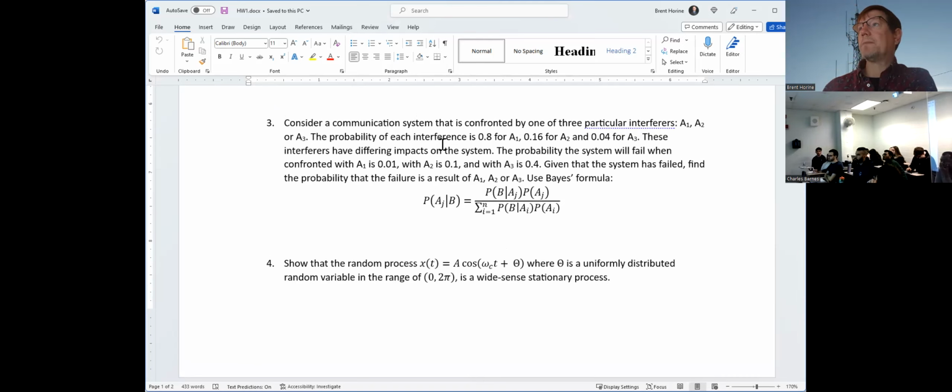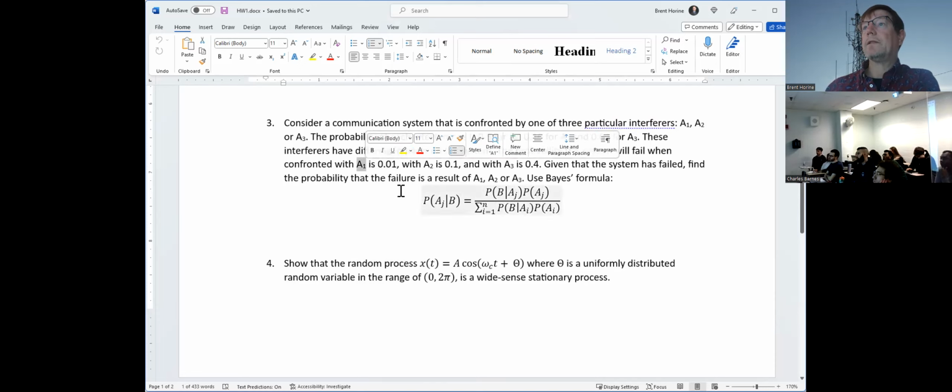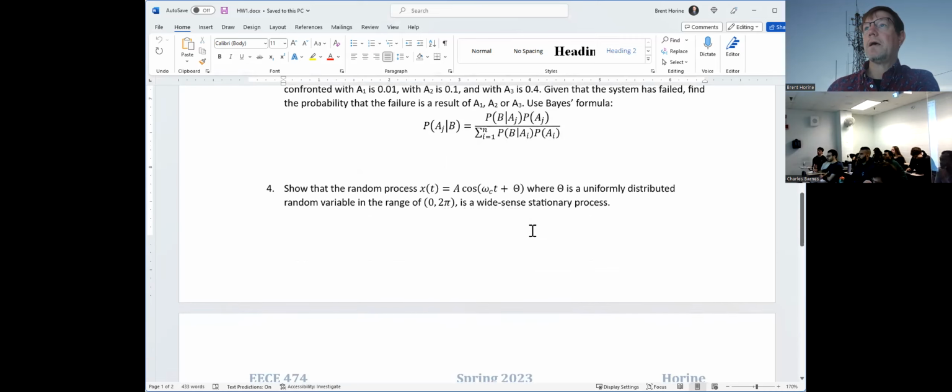Or no, I'm sorry. The probability a system will fail is 0.1, given that you're confronted with A1, right? Okay. And the probability that the system will fail is 0.1, given or conditioned upon A2, right? So work through that. This is more abstract. You've got to kind of figure out how to assign these, right?